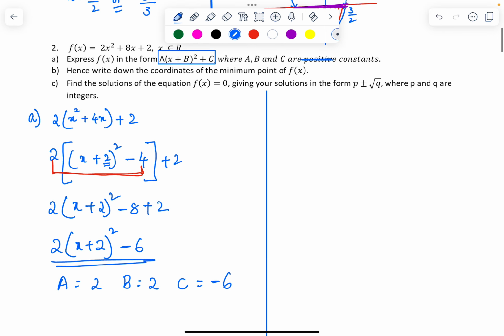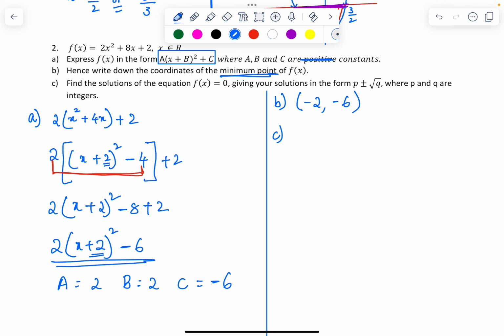Then b, hence write down the coordinates of the minimum point. So minimum point is like a turning point. So we know that the coordinates of the minimum point is negative 2 comma negative 6. Okay, then c, find the solutions of the equation f of x equal to 0.